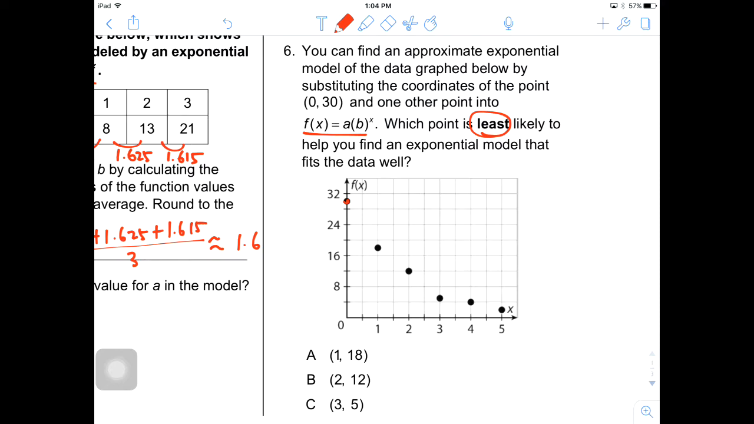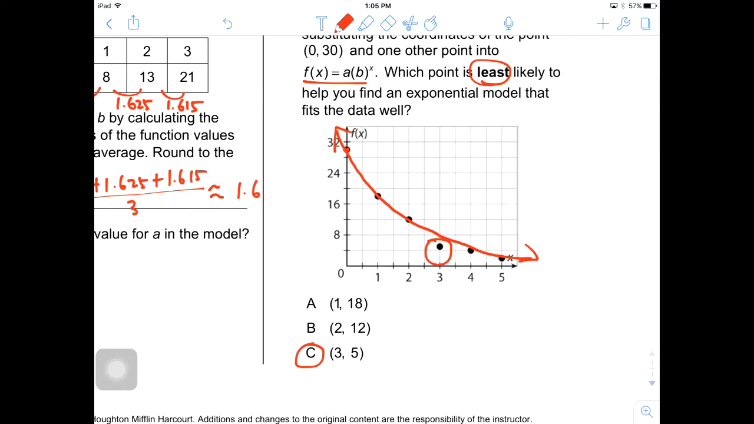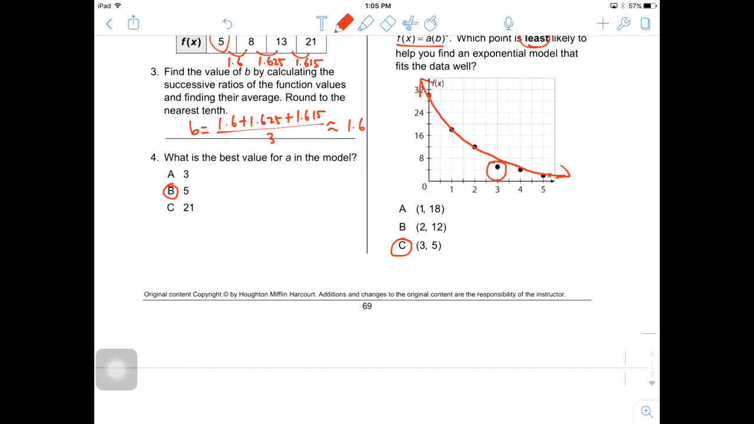So if you follow the model and you start with the points and you start the exponential model, you will be able to connect most of the points here, and you can see with your very own eyes that the point that does not fit well with the line or the curve is this point right here, which is 3, 5. So that would be the most appropriate point, and that point is going to fit the curve the least. So that's the answer, C.